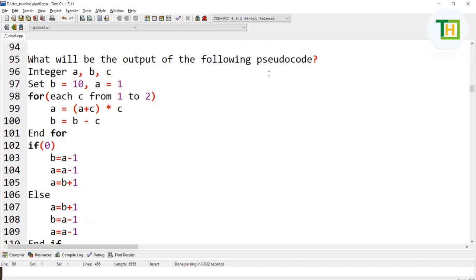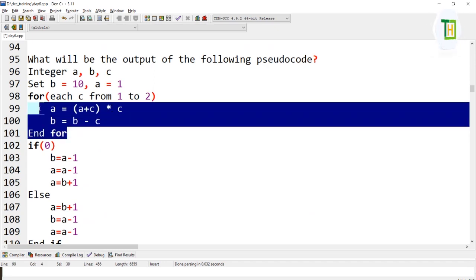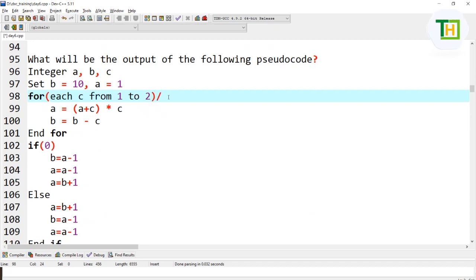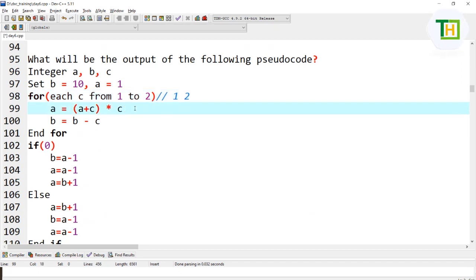What will be the output of the following pseudocode? B value is 10 and A value is 1. It is going to be repeated 2 times. C is going to be repeated for 2 times. The C value is going to be either 1 or 2. The first time it is going to be 1, and the next time it is going to be 2. And A is equal to A plus C. First of all, C value is 1, right? A value is 1. 1 plus 1 is going to be 2. 2 into 1, it is 2 only.